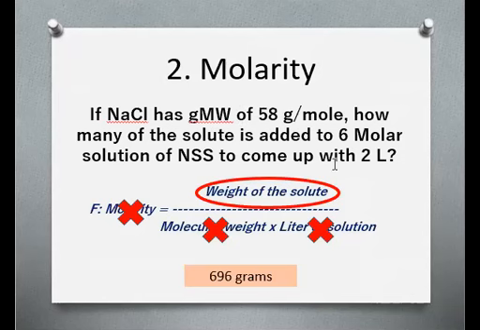So this is 58 grams per mole. And given na po yung liters, so you do not need to convert it. So that's 2 liters. You're just going to place it here. And given na rin po yung molarity, which is 6 molar. So you're going to place it here. Okay? Then you're going to multiply the 3 numbers: 2 liters times 58 times 6, and you'll get 696 grams. And that is the final answer, so you're going to box that one.